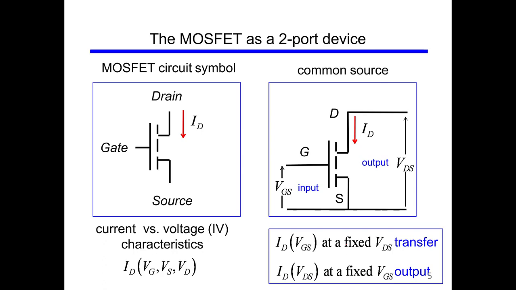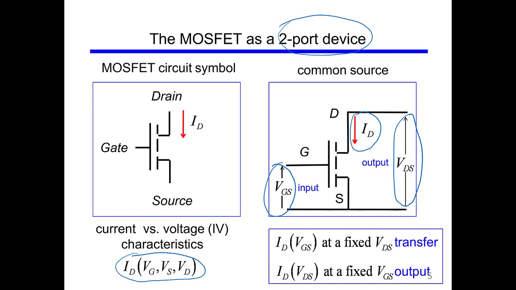You can consider the MOSFET as a two-port device, and the main electrical quantities of interest are these. We are interested in ID and VG, VS, and VD. ID is basically a function of VG, VS, and VD. If we look at it from the aspect of a two-port network, at the input we have VGS, and at the output we have VDS and this current ID. So this is our input side, this is our output side.